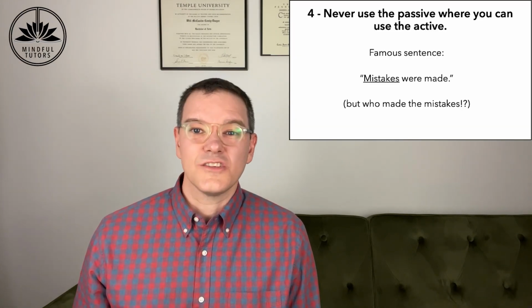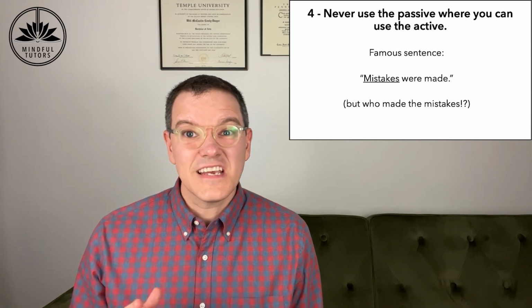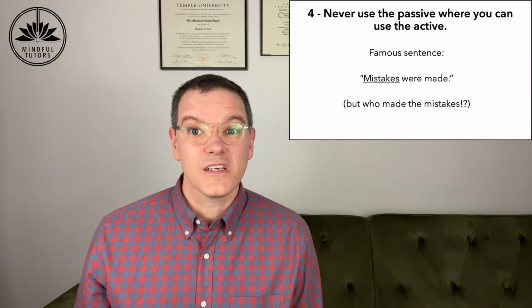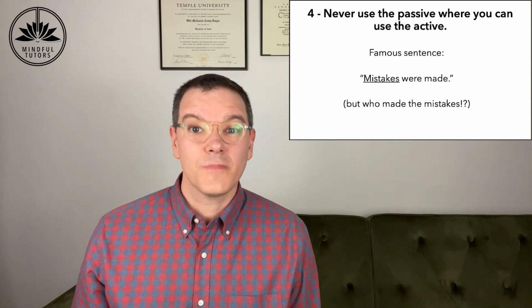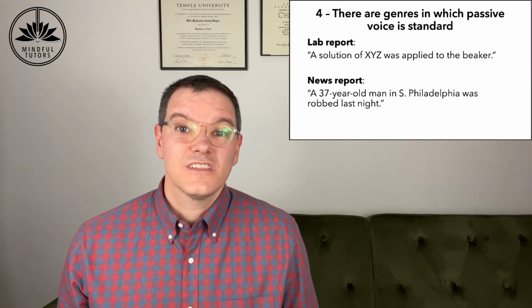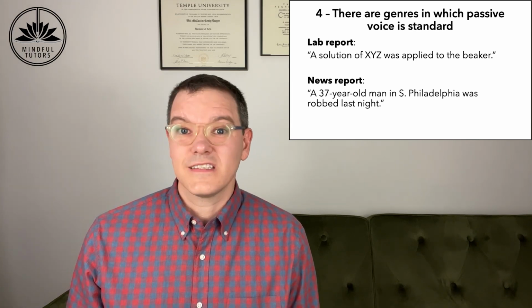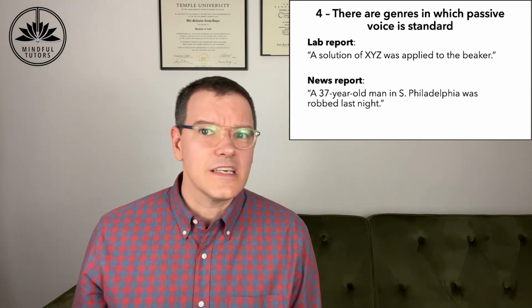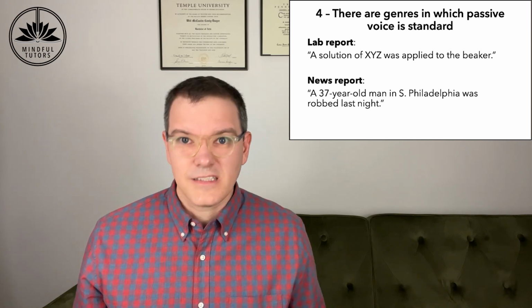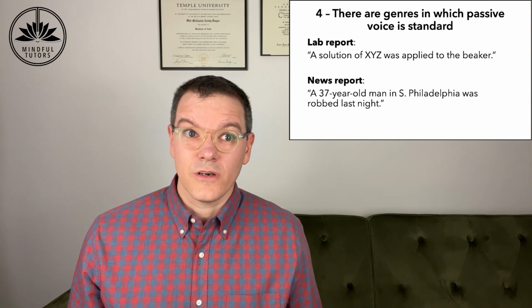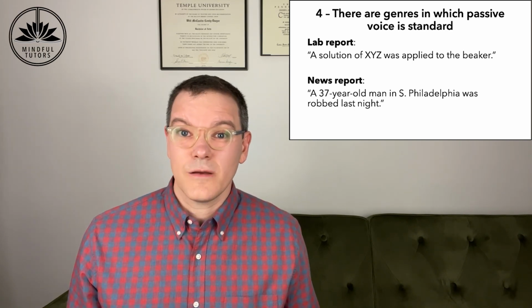There's a famous sentence used by many politicians, mistakes were made. This is passive, and Orwell would see it as misleading because we as readers don't know who is responsible for making the mistake. That being said, there are many genres in which passive voice is actually appropriate. In a lab report, for example, you might say, a solution of XYZ was applied to the beaker. That's passive. Or a newscast might report a 37-year-old man in South Philadelphia was robbed last night. Both of those examples are very acceptable use of passive voice.